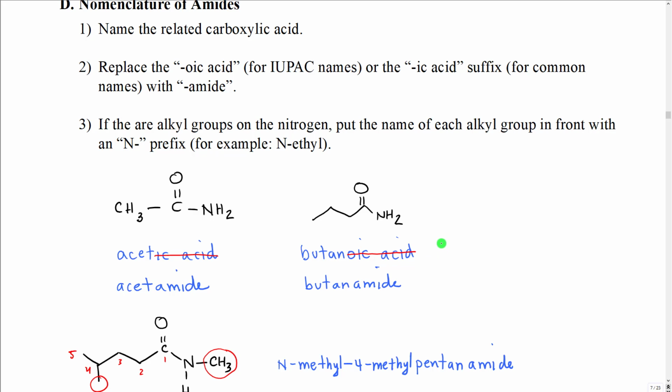Similarly, here, we're going to name this as butanoic acid. But what we're going to do is take off the O and the ic acid. So this is an exception to what we were doing earlier. In this case, we are going to remove the oic, the entire thing, and then put amide on the end. So butanoic acid becomes butanamide, not butanoamide.